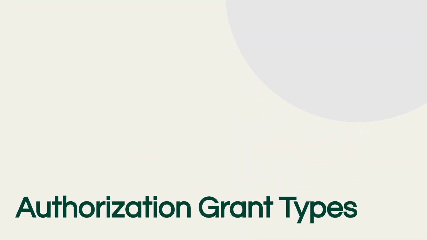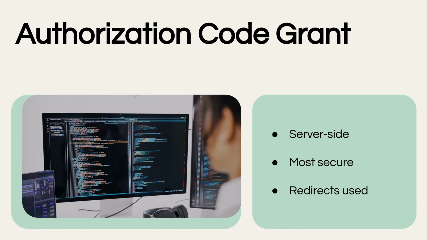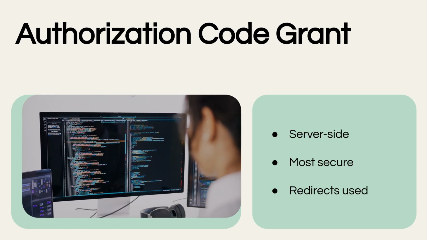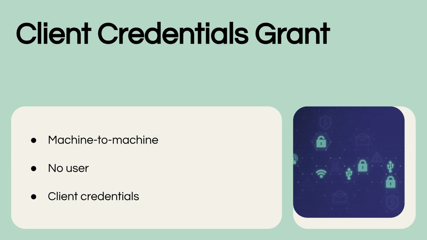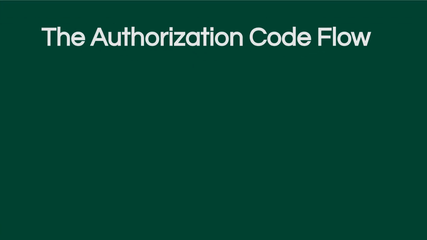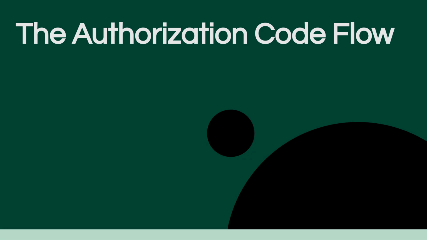OAuth 2.0 defines several grant types, each optimized for a specific use case, that define how an application obtains an access token. The authorization code grant is the most commonly used and secure method, typically employed by server-side applications. The client credentials grant is used for machine-to-machine authorization, where the client is acting on its own behalf, not a user's. Let's walk through the steps of the most common grant type, the authorization code flow.